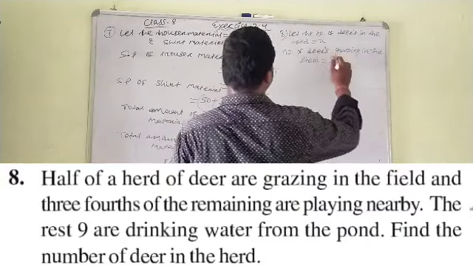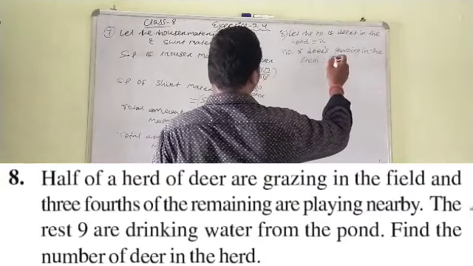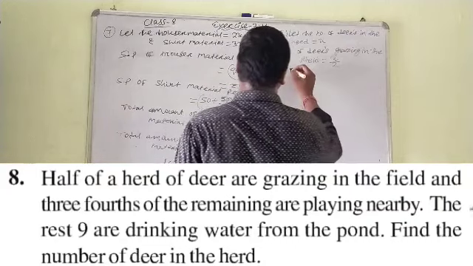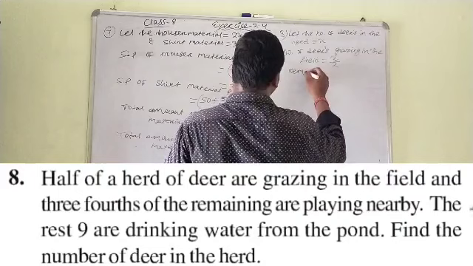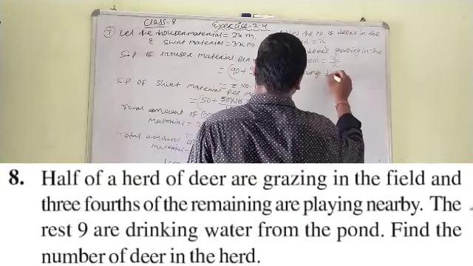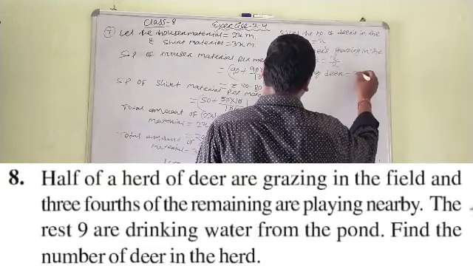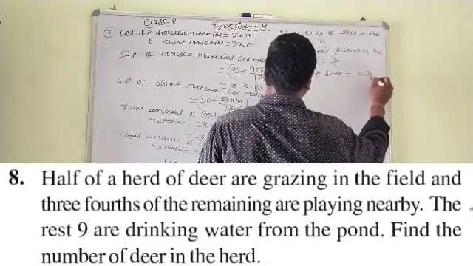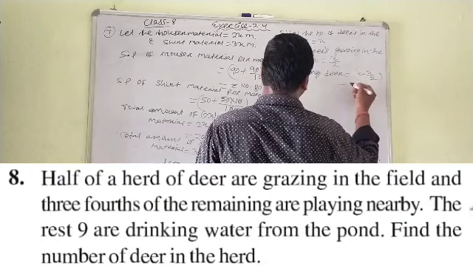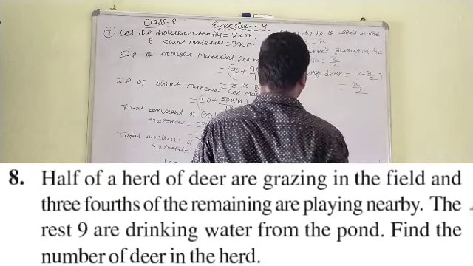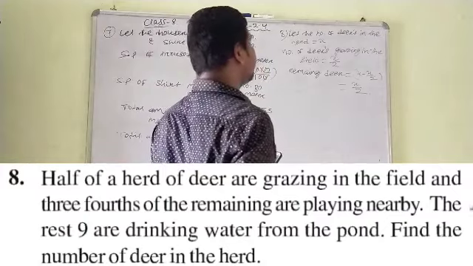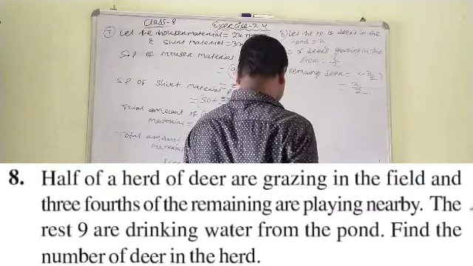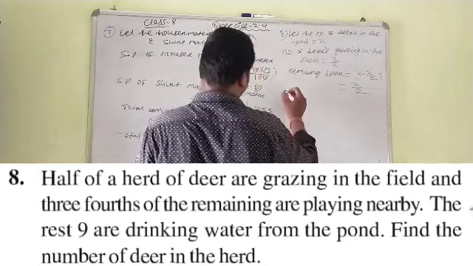After we see here the number of grazing deer is X by 2, how many deer remain? So the remaining deer is equal to X minus X by 2, that is equal to X by 2, which means half of the herd is remaining there. From that half of the herd, 3/4 are playing nearby.